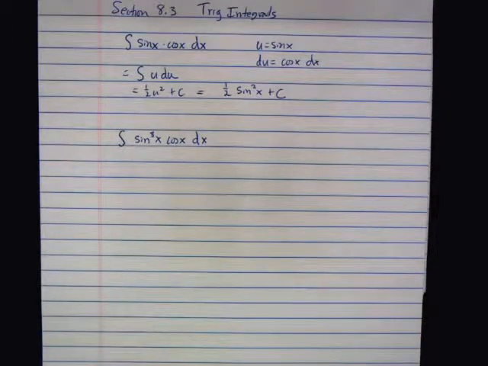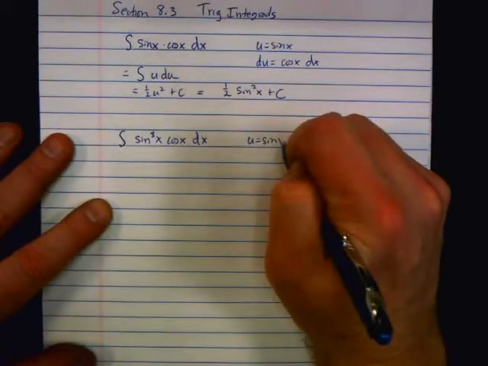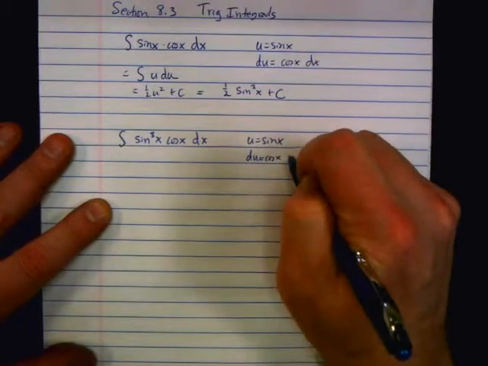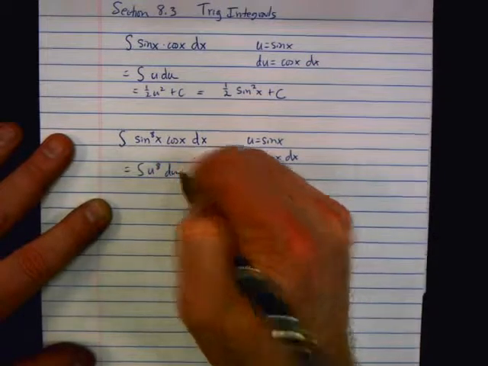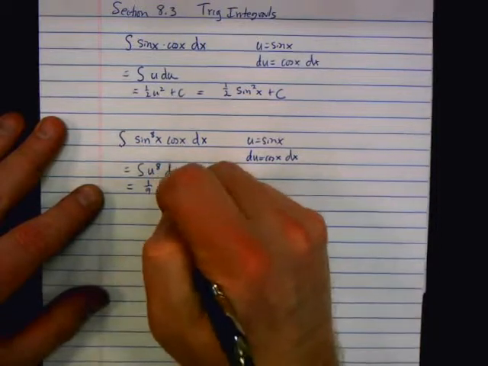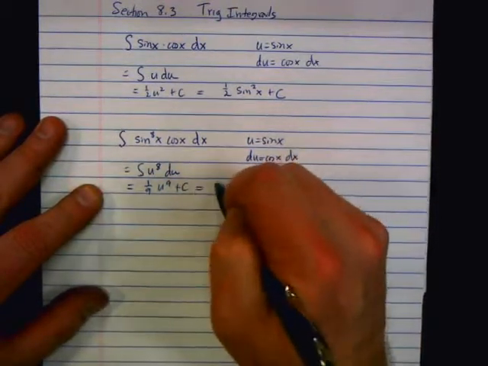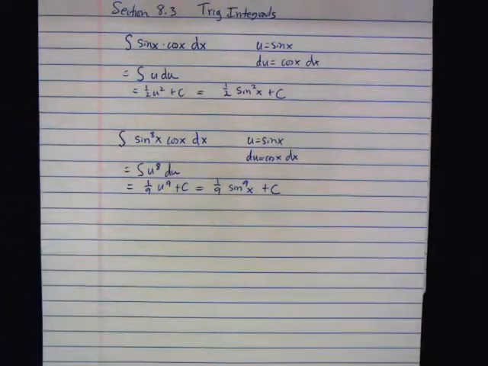Do you have to break apart the sine into 1 minus cosine squared or something? No, this is still a u substitution problem. And u is still sine x, because du will still be cosine x dx. So this simply becomes the integral of u to the 8th du. That's 1/9 u to the 9th plus c. So that's 1/9 sine to the 9th x plus c.